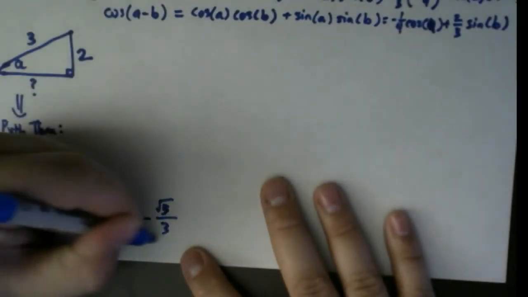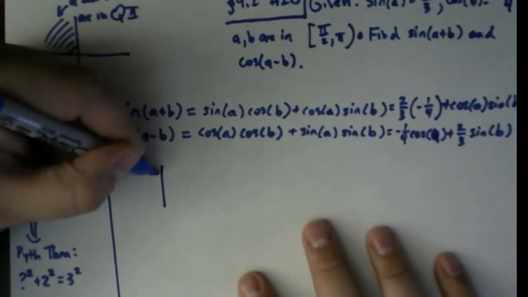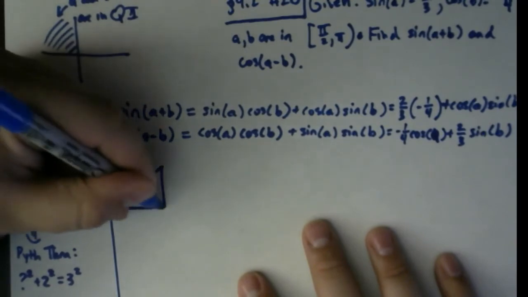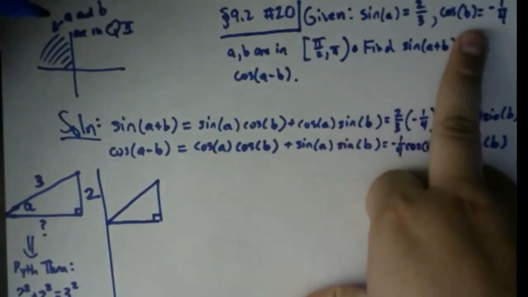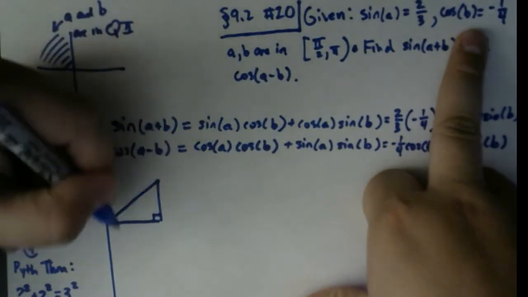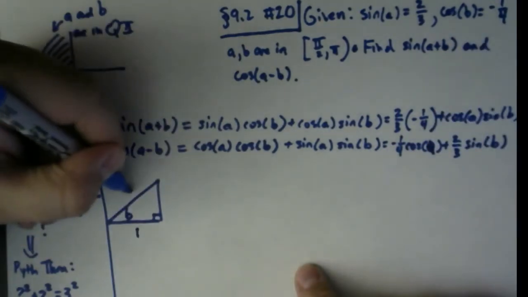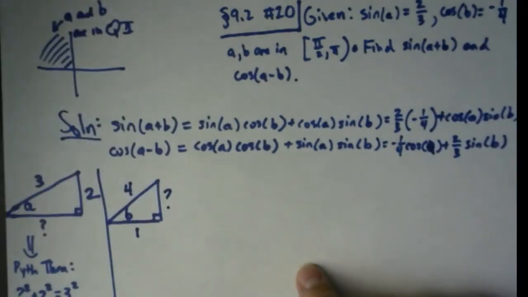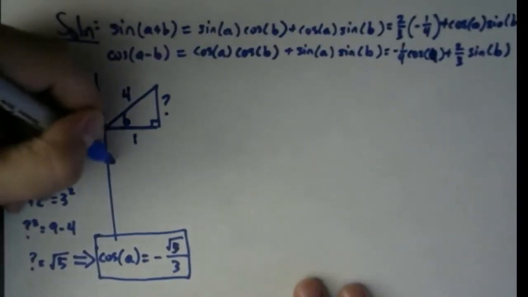Now, similarly, we have to calculate sine of b. Again, not a problem. So that is a triangle. So now we use the other information we have. The other information we had was that cosine of b was negative 1/4. But again, I can't make side lengths negative, so I'll make the adjacent 1, the hypotenuse 4, and call this question mark. When I do this, I'll end up with the Pythagorean theorem again.